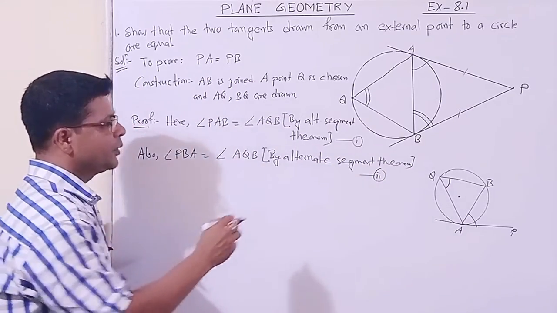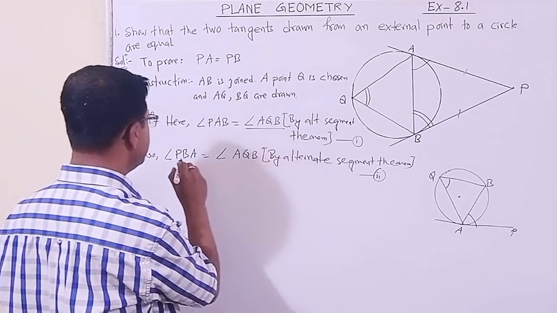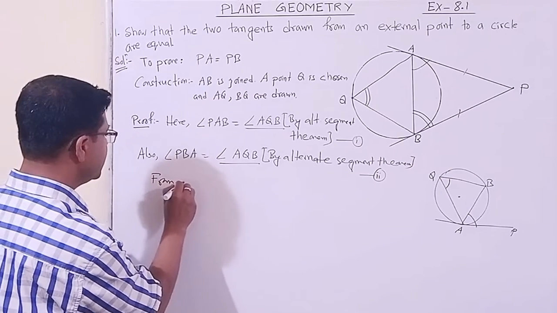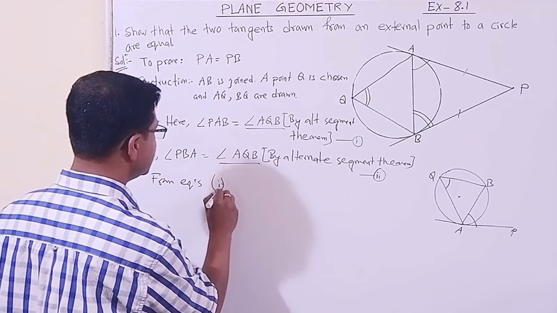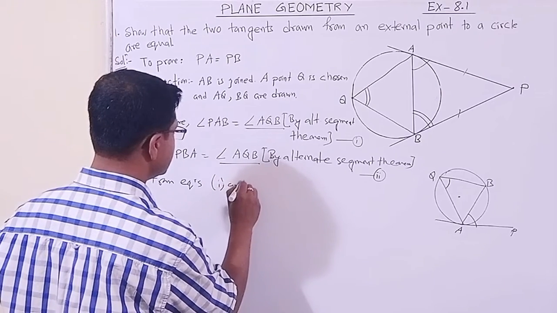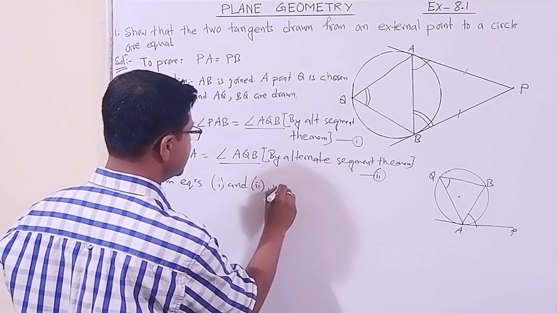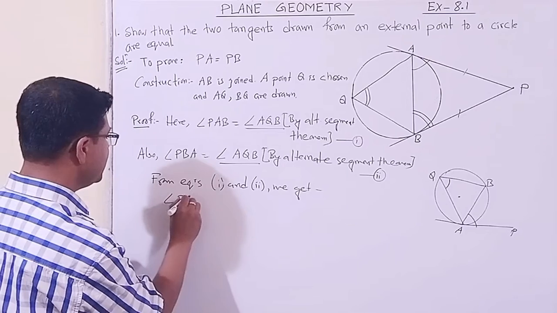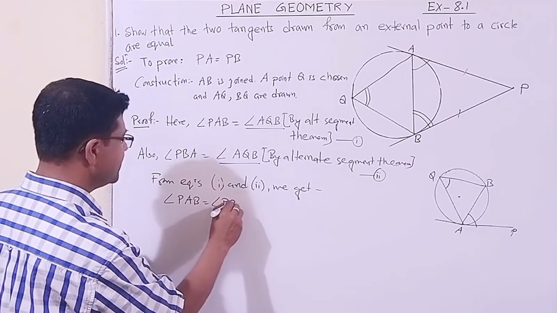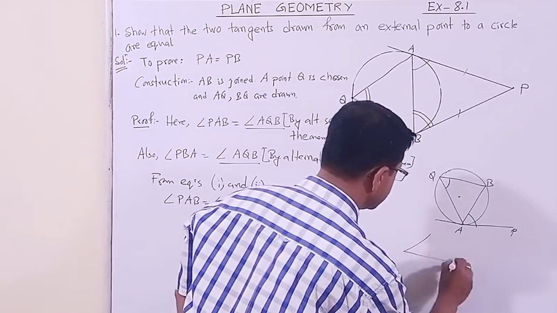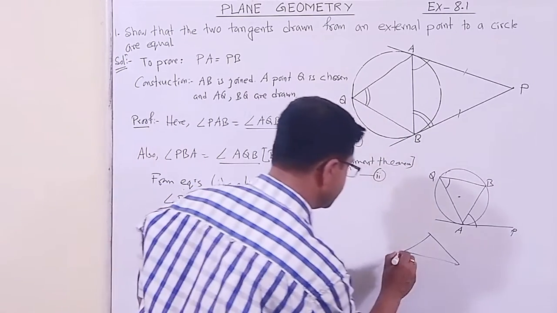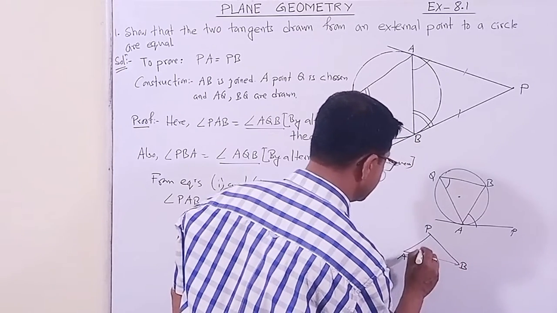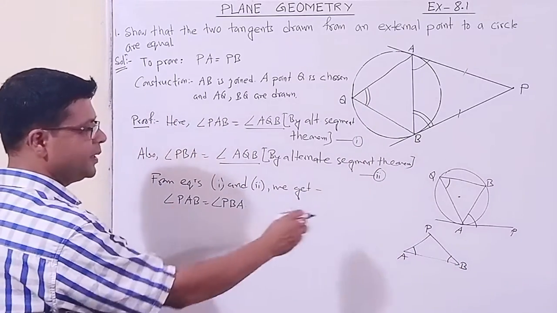Now you see from 1 and 2, this angle is equal to angle AQB, and this angle is also equal to angle AQB. So from equations 1 and 2, what do we get? They are equal because each is equal to angle AQB. Angle PAB equal to angle PBA. Dear students, look at this triangle. This is A and this is B, this is P. Let me write nicely. Here these angles are equal: angle PAB equal to angle PBA.